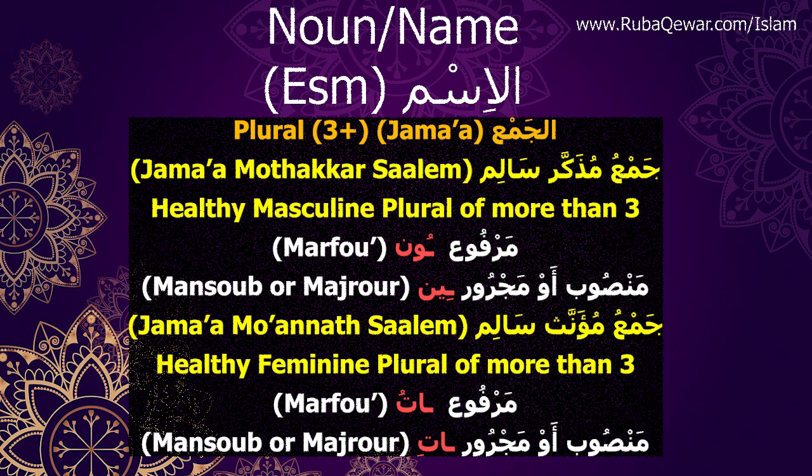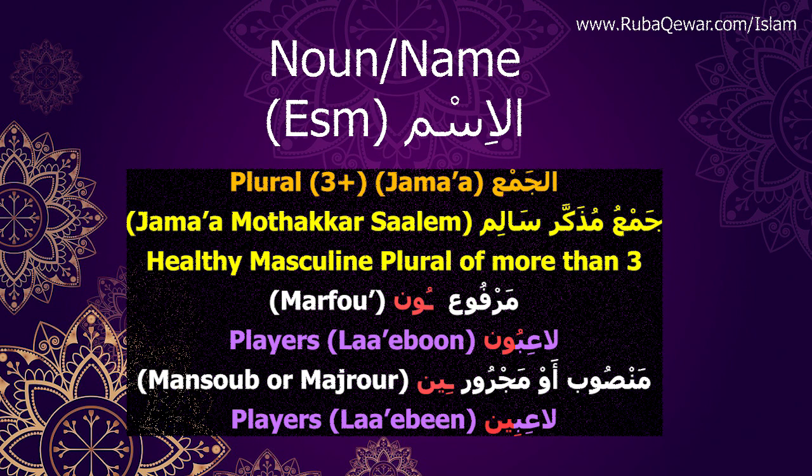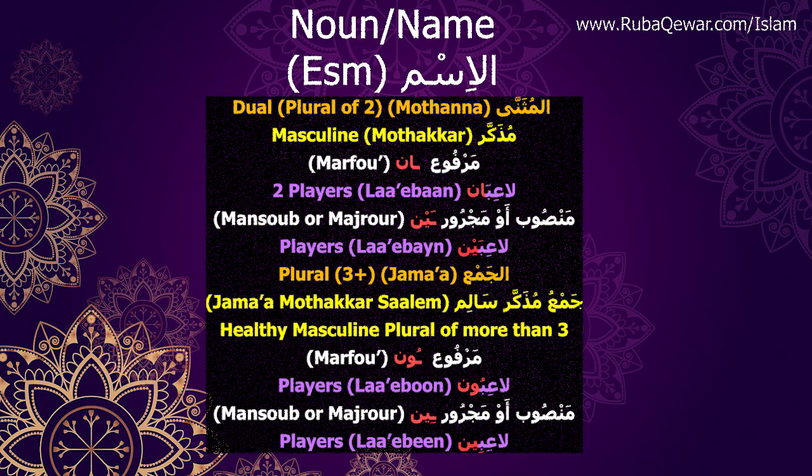When it is marfu', we put un, لاعبون. When it is mansub, in, not ain, in. See, not لاعبين, لاعبين, because that's more than 3. The ain only for 2, for the dual. Same thing with majrur, in. So muthanna is different than جمع. مثنى is for only two.